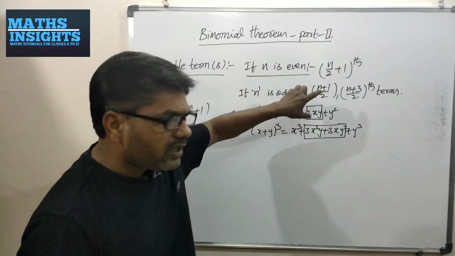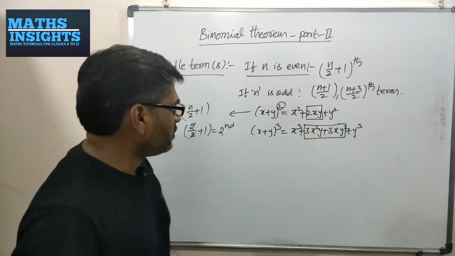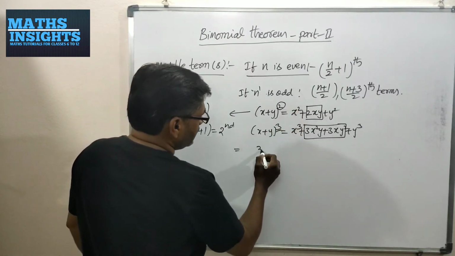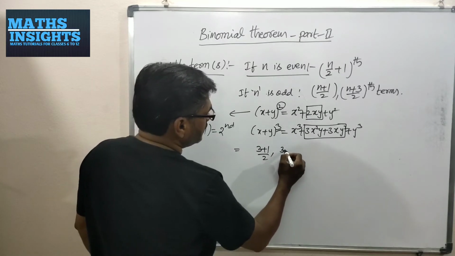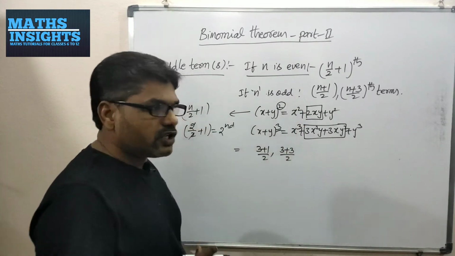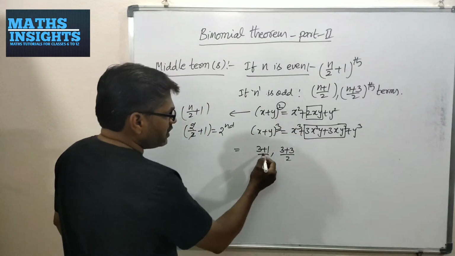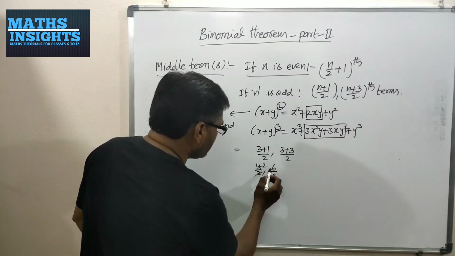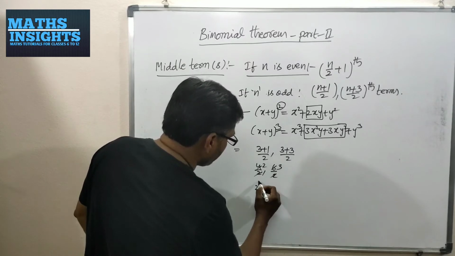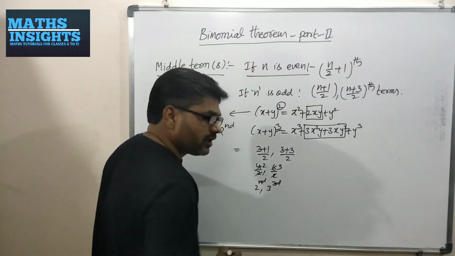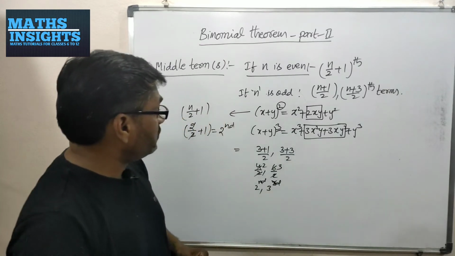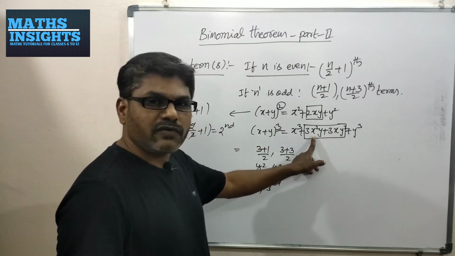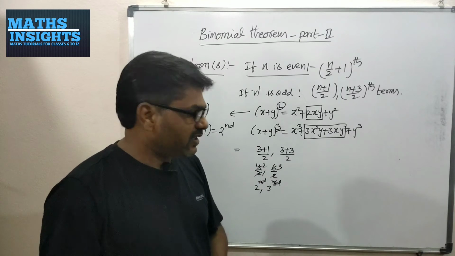I will verify this using this expansion. What is my index of the binomial? 3. Therefore, (3 plus 1) by 2 comma (3 plus 3) by 2. This will become 4 by 2 and 6 by 2. That means cancelling the 2s, the second and third terms will become the middle terms of this expansion. This is the middle term and this is the middle term. This is the second term of the expansion, this is the third term of the expansion.